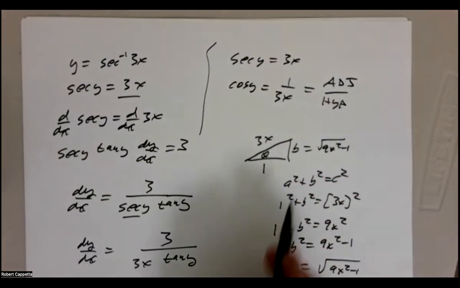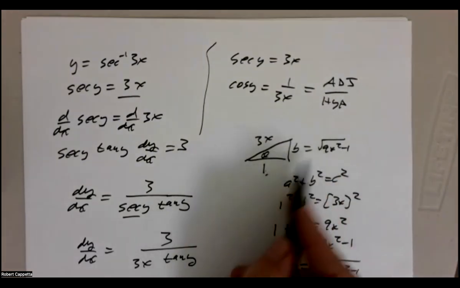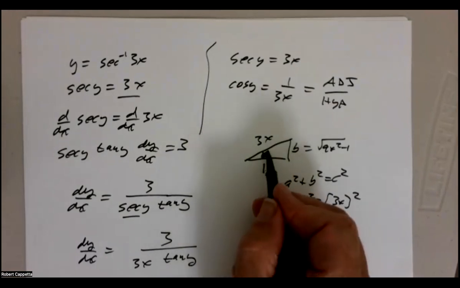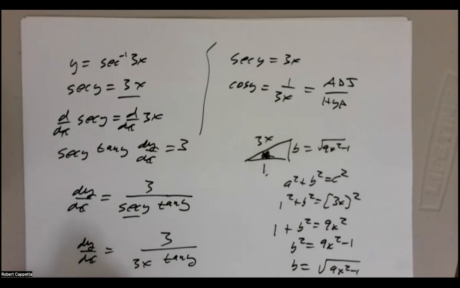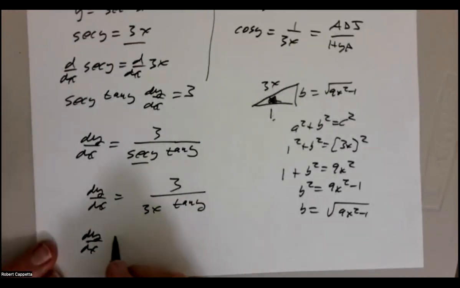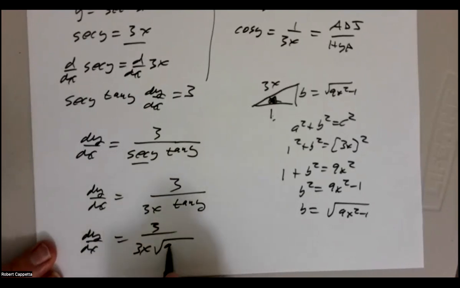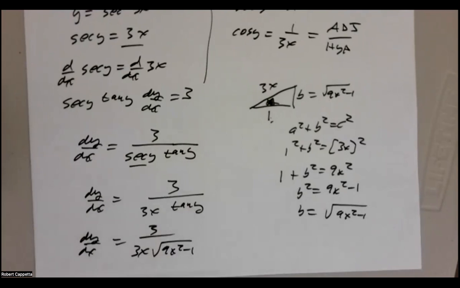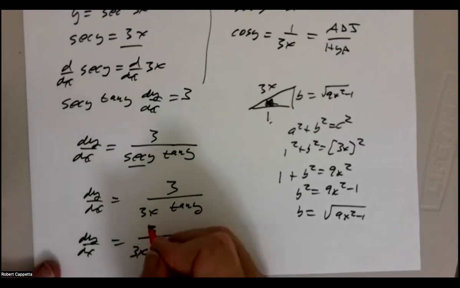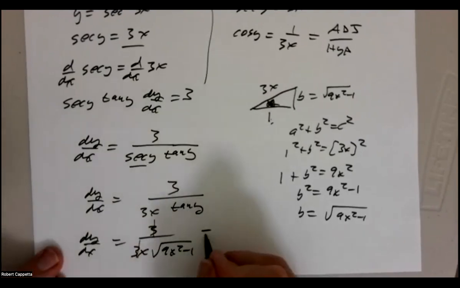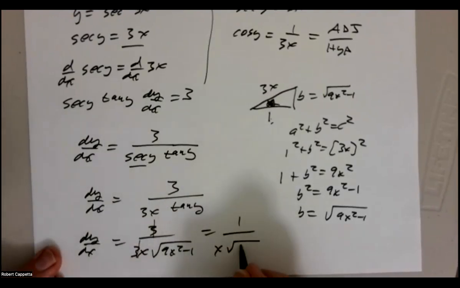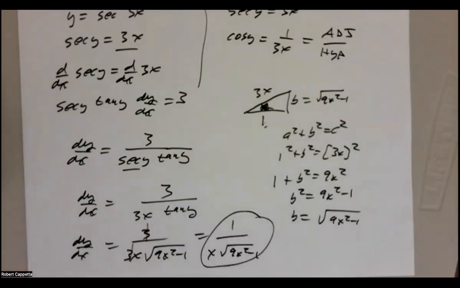Now looking at this then, what's tangent? Opposite over adjacent. Do you see tangent of y? I guess that's a y here, not a theta. Tangent of y is root 9x squared minus 1. So 3 over 3x root 9x squared minus 1. Obviously the 3's divide out, and I get 1 over x root 9x squared minus 1. All right.